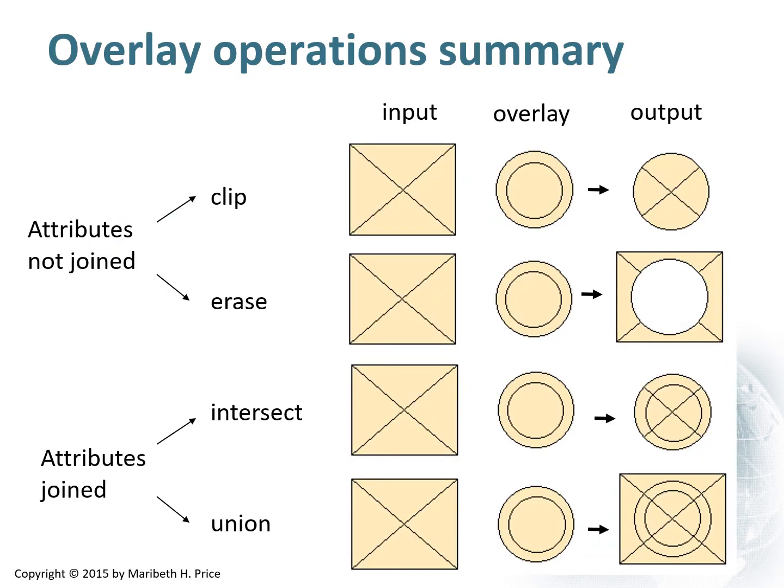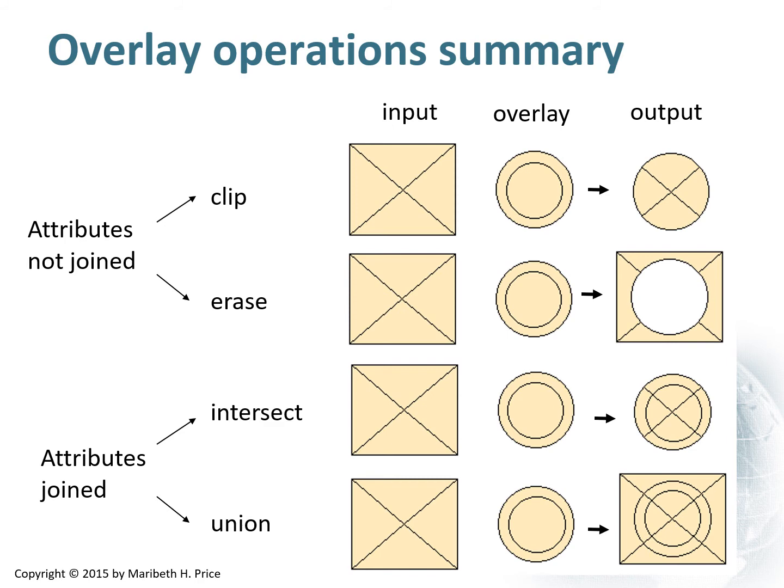So let's look at all the overlay operations together here. We got clip, erase, intersect, and union. Clip and erase does not join attributes. It's just a simple means of reducing the area of something. With the clip, think cookie cutter. You clip something, you're left with the shape. If you erase something, it removes the shape from the other data set.